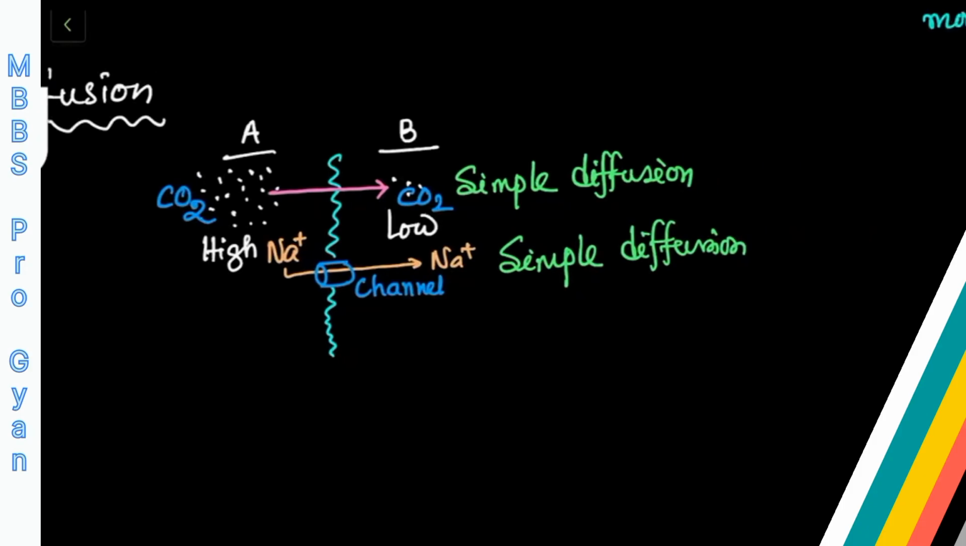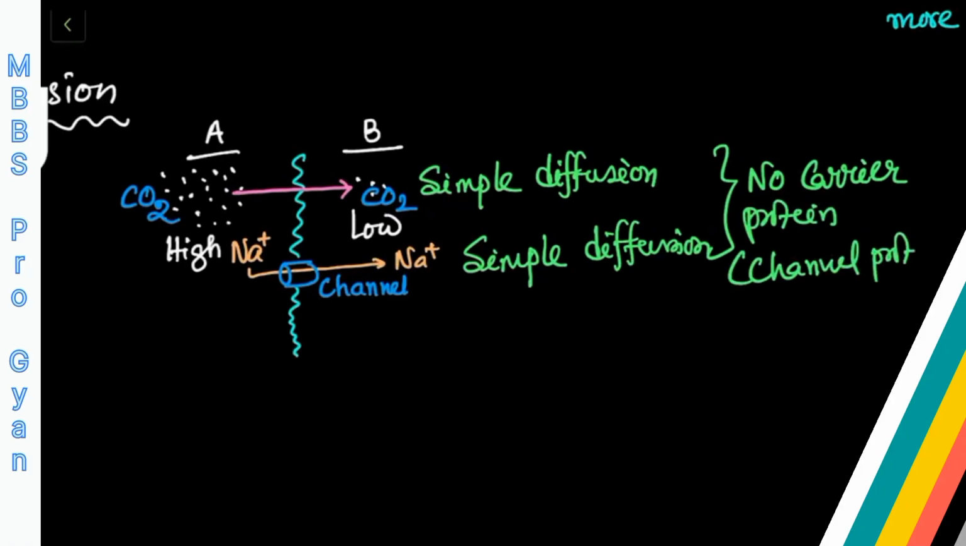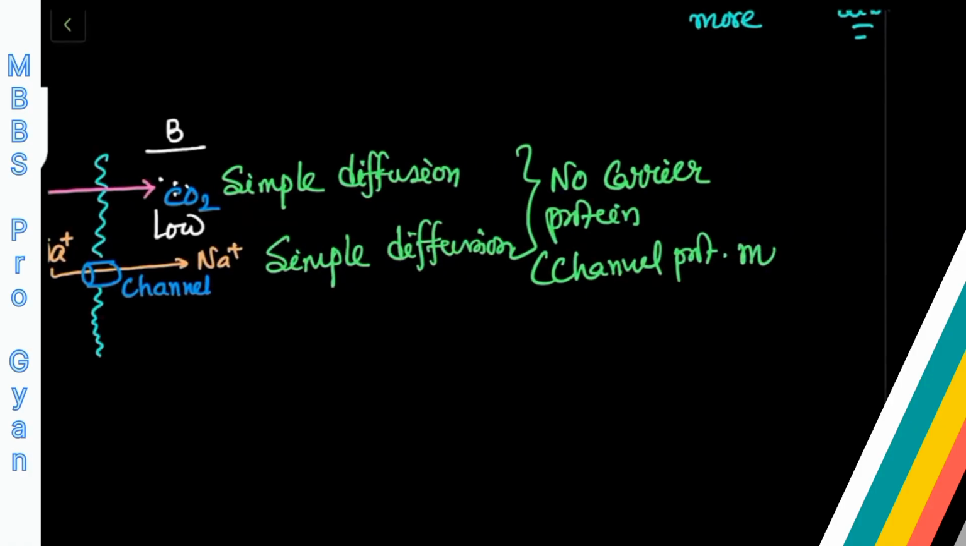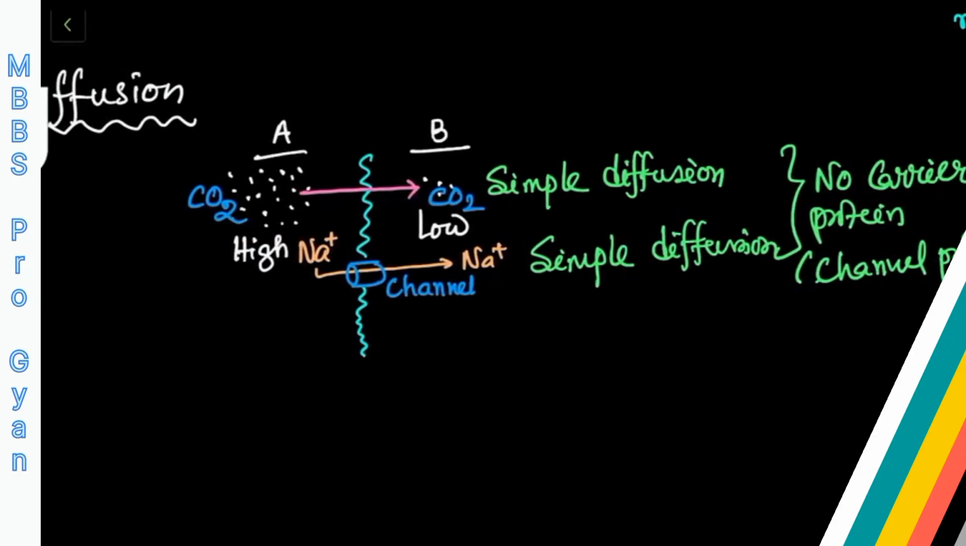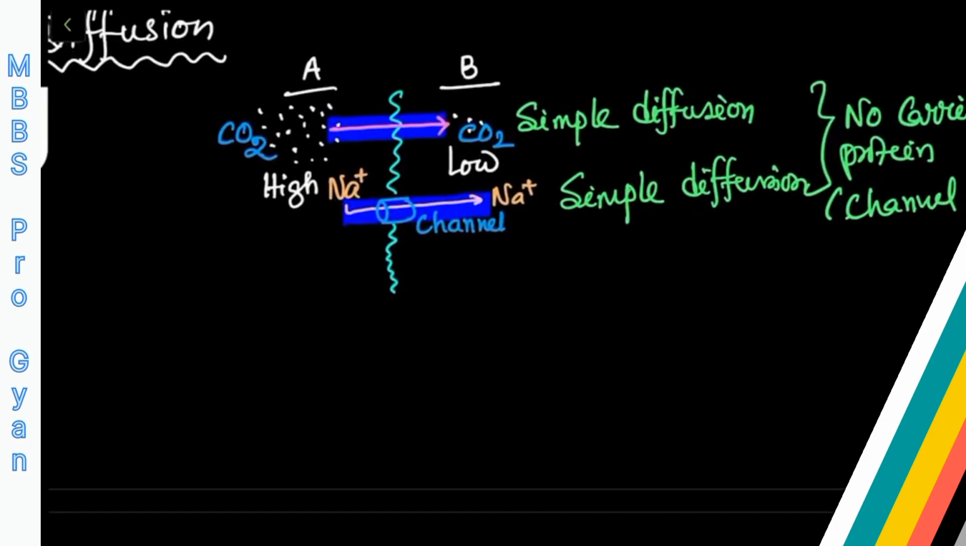So simple diffusion means no carrier protein will be used. Channel protein may be present. Please note down, may be present, but never a carrier protein. So channel protein may or may not be present. For example, for carbon dioxide, no carrier protein and no channel protein is required. For sodium, channel protein is required. For potassium, channel protein is required. So that is also part of the simple diffusion.